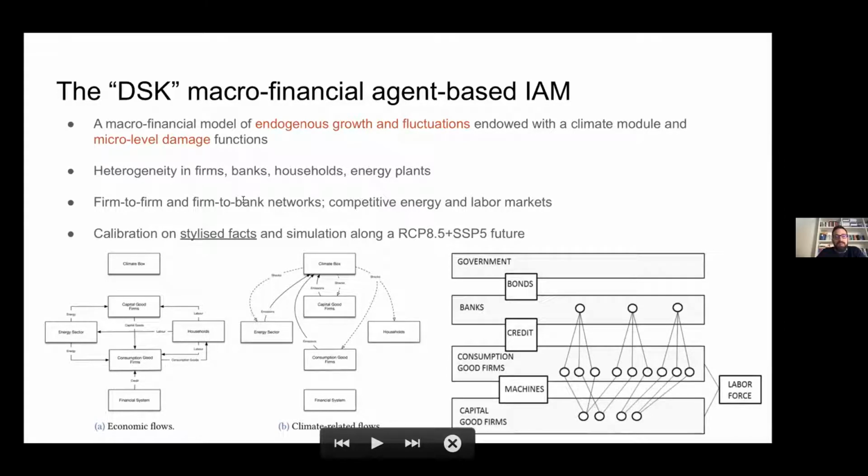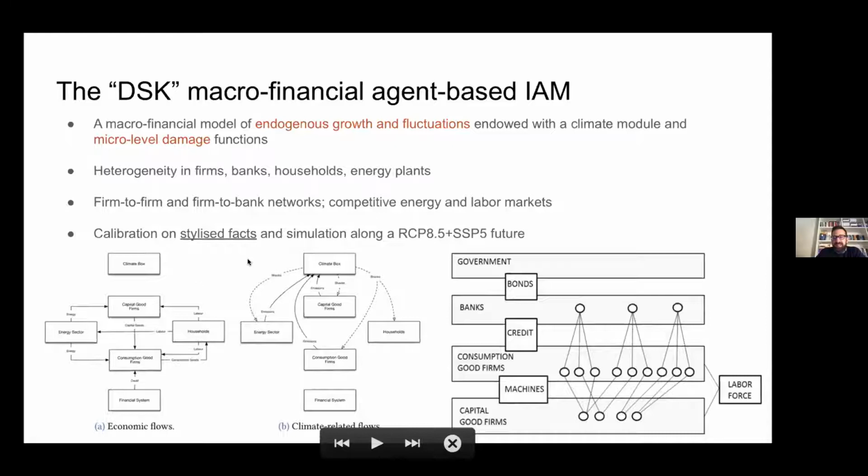And we have networks: physical input-output networks going from firm to firm, and also credit networks going from bank to bank. And in another version of the model, which we didn't use here, we also have networks in the banking sector, networks that arise through the interbank market. The input markets instead, for energy and labor, these two markets are competitive.